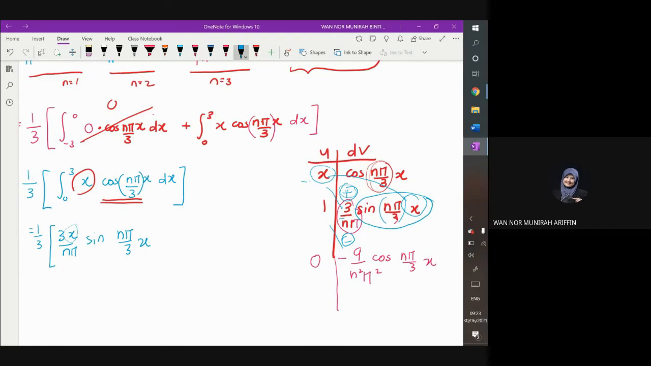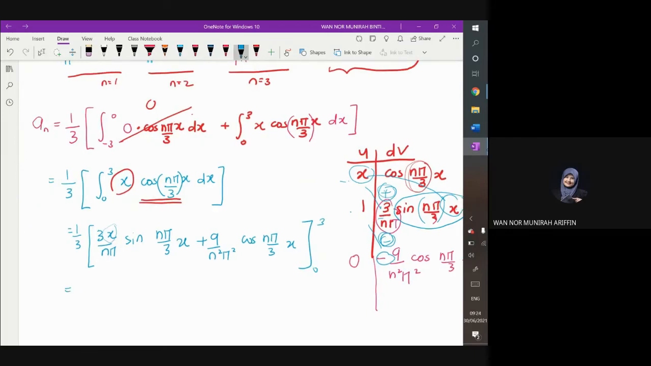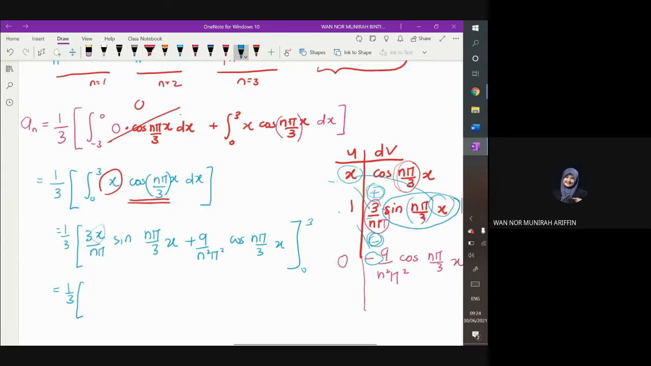Okay, and then this is positive and then minus. Minus plus is positive, so you will get plus 9 over n square pi square cos n pi over 3x, limit from 0 to 3. So we continue. 1/3 is 1/3, and then substitute 3 first.